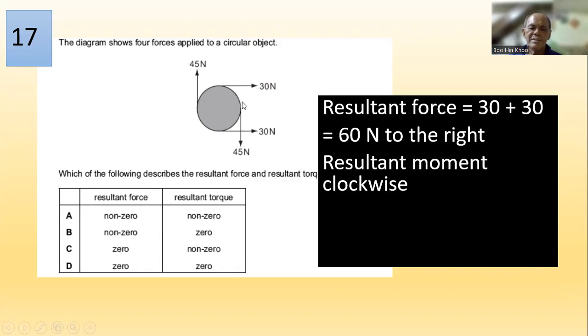Resultant moment, if we take the center, this one will go clockwise, this will go anti-clockwise, balance. Only this one will cause the torque, the 45 force. So resultant moment is clockwise, torque is 45 times the diameter. So A, non-zero. Okay, both of them are non-zero.